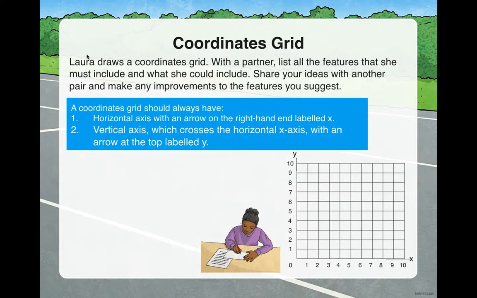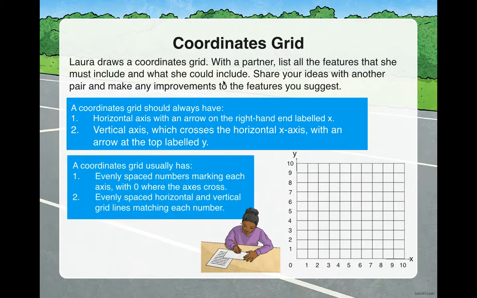Okay, a coordinates grid should always have a horizontal axis, with an arrow on the right hand end labelled X. Sorry, horizontal is across. The vertical axis, which crosses the horizontal axis with an arrow at the top, labelled Y.